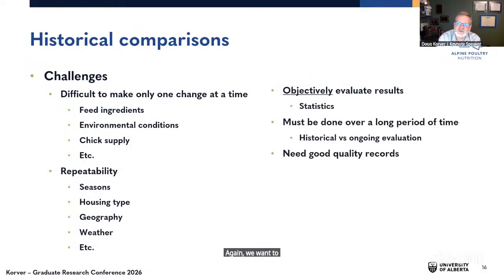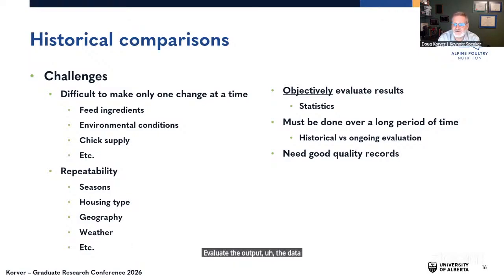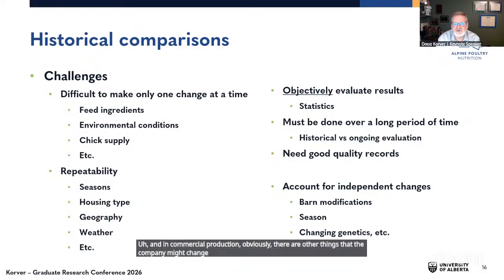Again, we want to objectively evaluate the results. So we want to have a way to statistically evaluate the output, the data from our experiments. Usually we have to do this over multiple flocks, and so that can be over a long period of time, or again, in many different barns at the same time. And we need to have good quality records. And in commercial production, obviously, there are other things that the company might change in terms of barn modifications, the season, the changing genetics, and so on. So there are some limitations to a benchmarking approach.